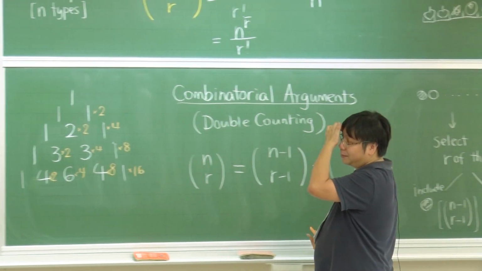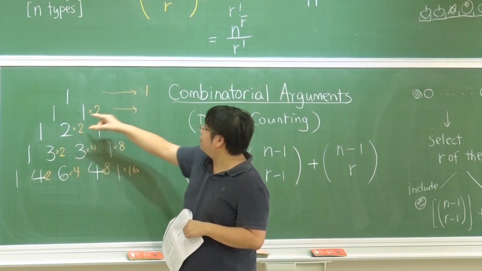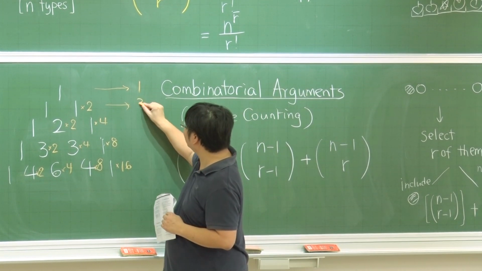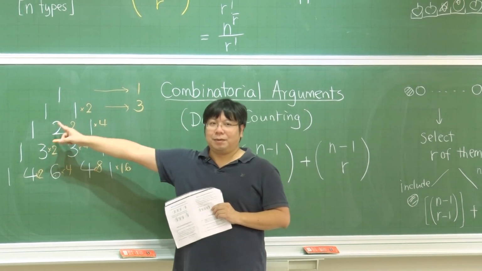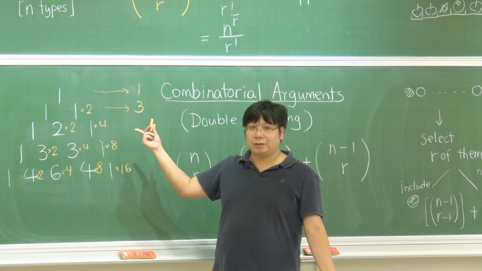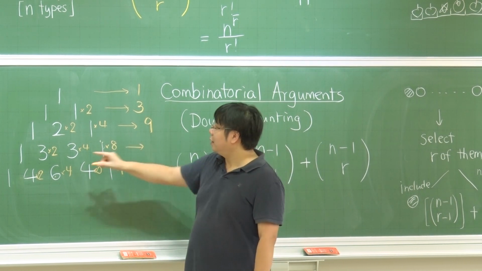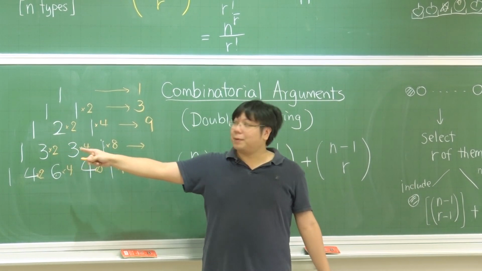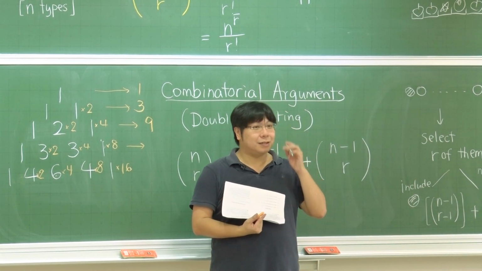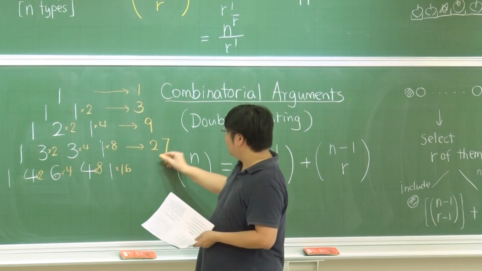Okay, let's do the summing. So this is equal to 1, am I correct? 1 plus 1 times 2 is equal to 3, very good. 1 plus 4 plus 4 is equal to 9. Okay, so this adds up to 9. Is that okay? And how about this one? 1 plus 6 plus 12 plus 8. 27. Very good, 27.